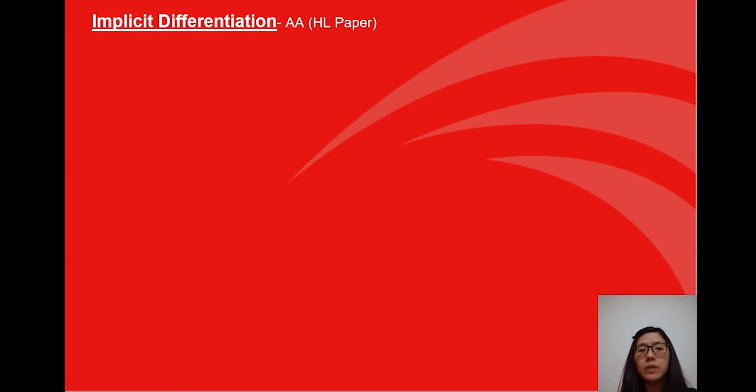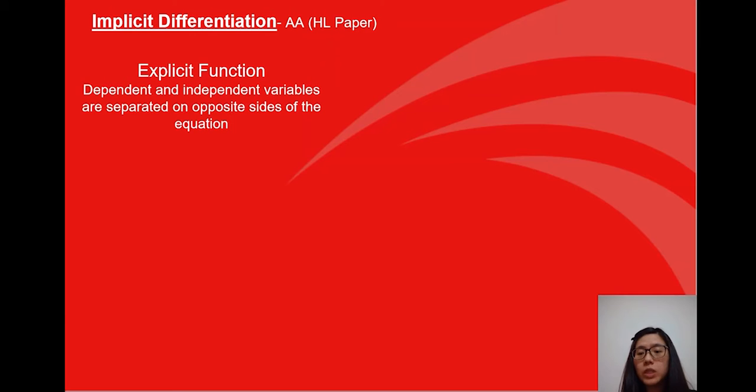Okay, so today we're going to look at implicit differentiation. This is a type of question that appears in the Analysis and Approaches HL papers. You have to know the difference between an explicit function and an implicit function.